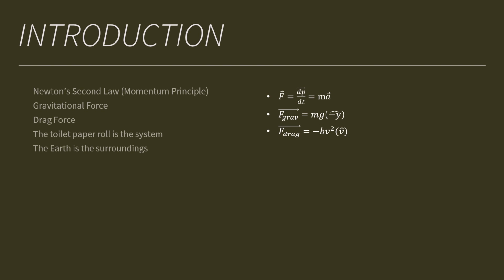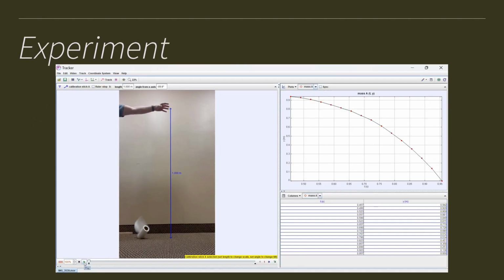So then in this experiment, the toilet paper roll, which is my object, is the system, and the earth is the surroundings. So here we have my video, where, as you can see, as this toilet paper roll is dropped, the change in position over these time steps of 0.033 seconds increases, which shows that the object is accelerating, which means velocity is increasing.